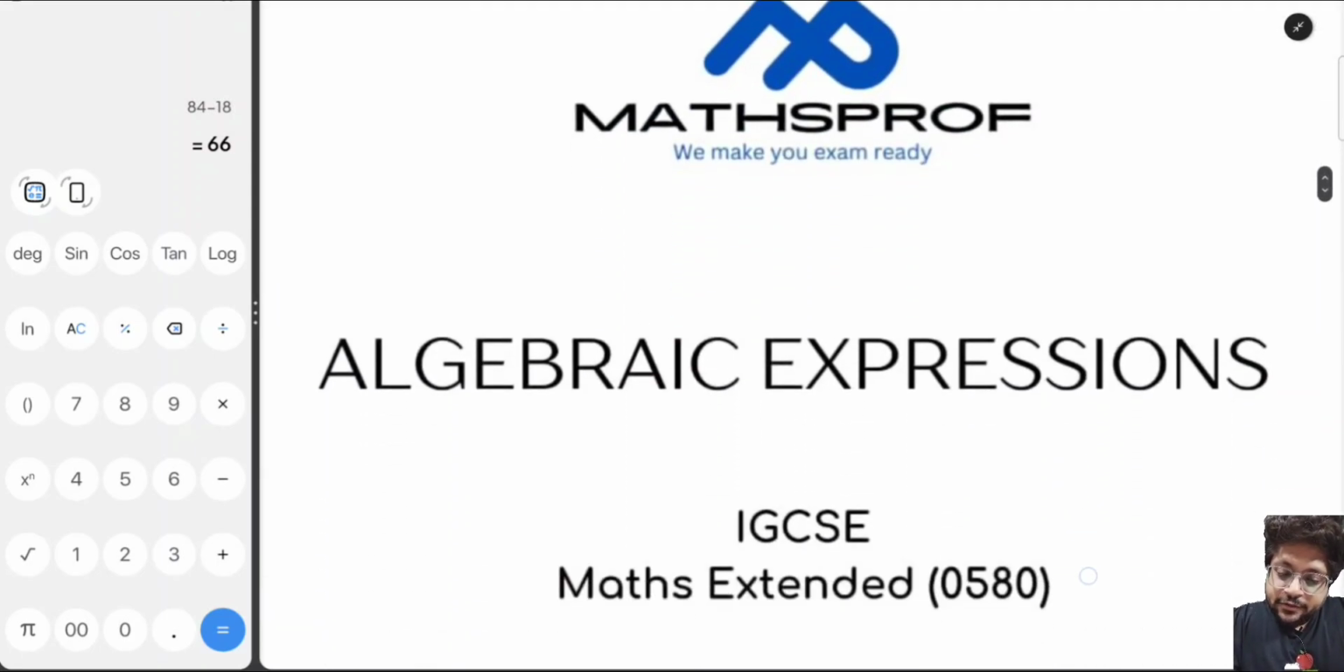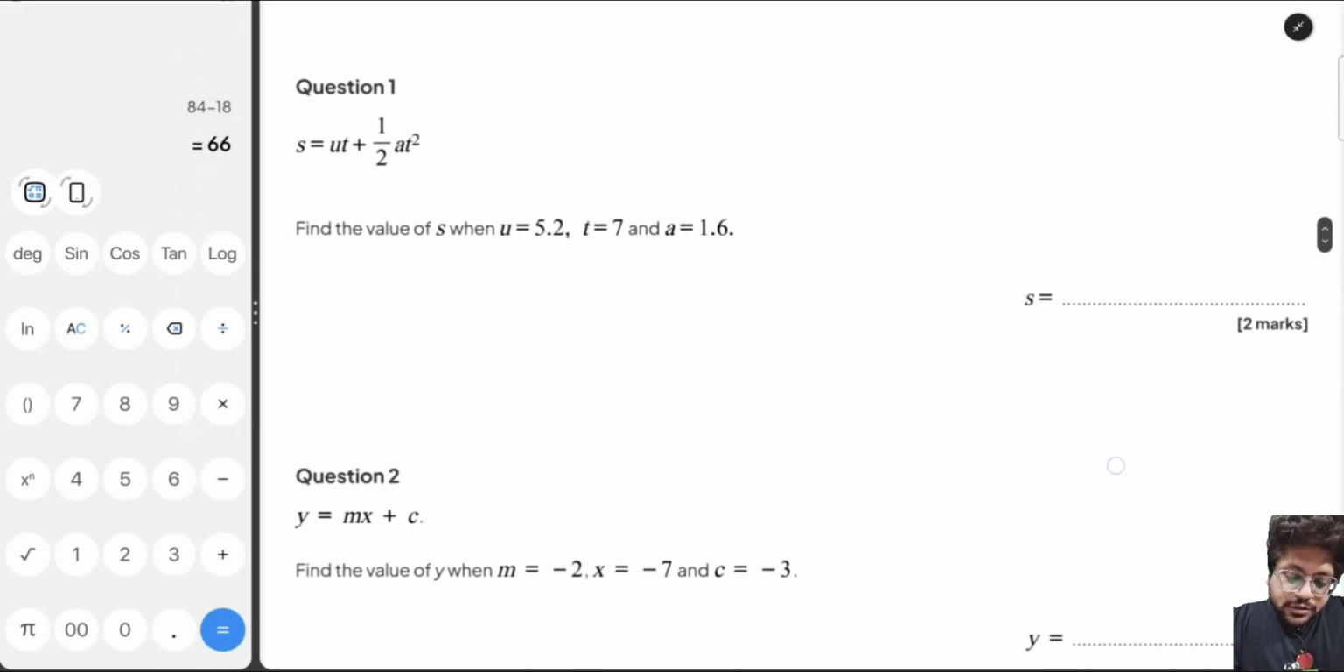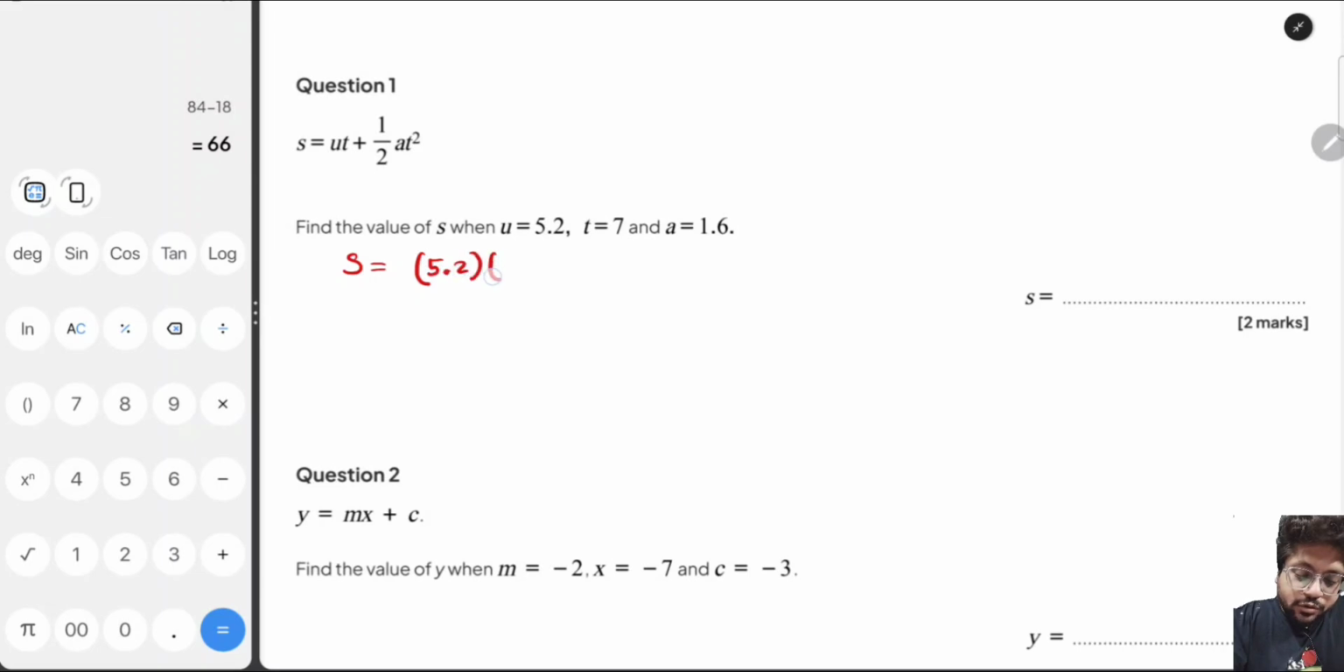Let's see the second worksheet. See the first question, same kind of questions, but the data is different, the values are different. S is equal to ut plus half at square, same formula. So S is equal to U is 5.2 into T is 7 here, plus half times A is 1.6 into T square, that is 7 square. Now let's do 5.2 into 7 in the calculator. 5.2 into 7 is 36.4 plus half times 1.6.